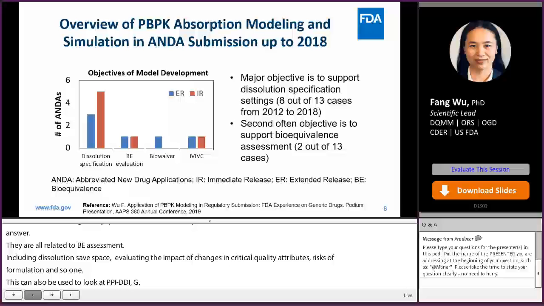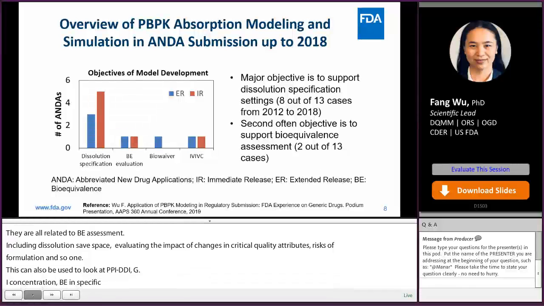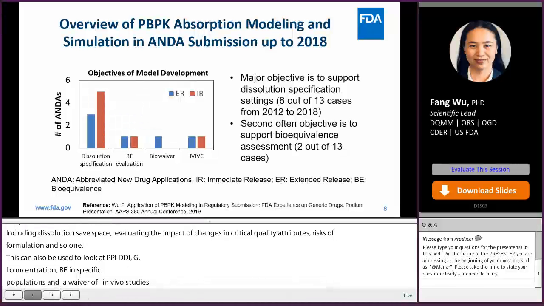This figure shows an overview of PBPK absorption modeling and simulation in ANDA submissions up to 2018. We can see that the major objective is to support dissolution specification settings. The second most common objective is to support bioequivalence assessment.